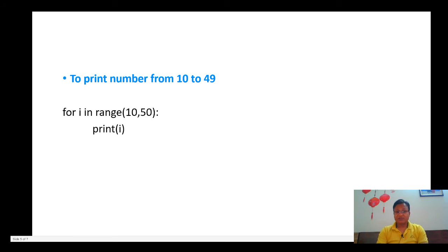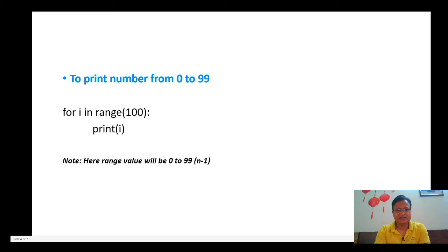Let's take one more example. Suppose I want to print numbers from 10 to 49. By default the starting number will be 0. If you provide a single number, like in the previous case, it will consider the initial number as 0 and the last number will be n minus 1. But if I want to change the initial number, then we will provide that particular number.